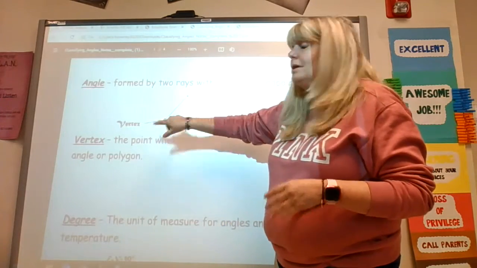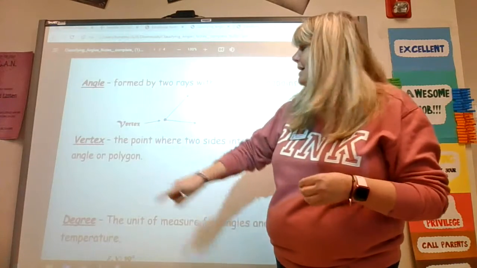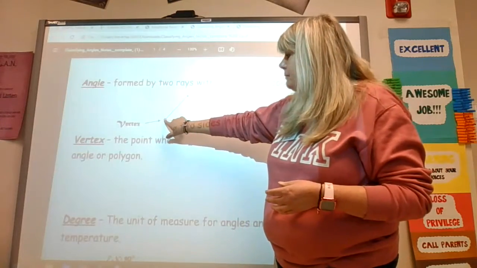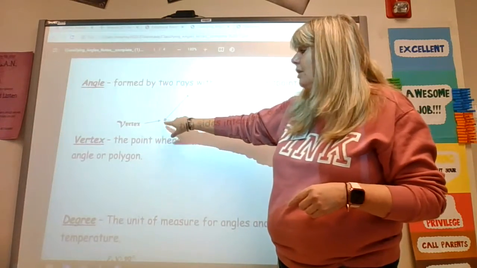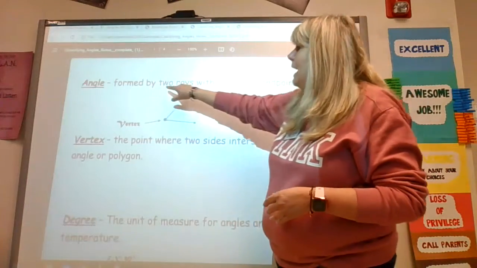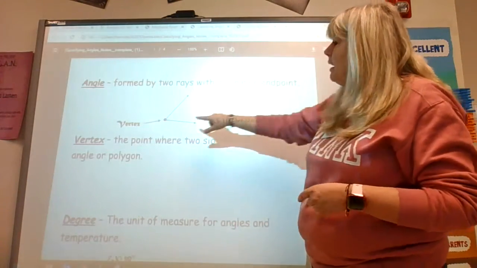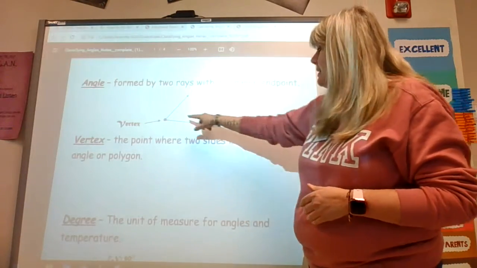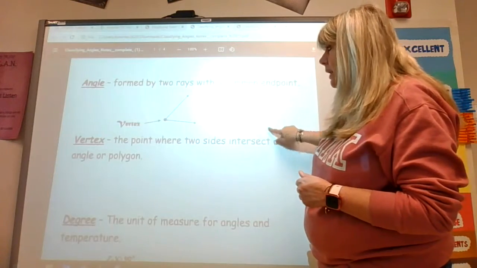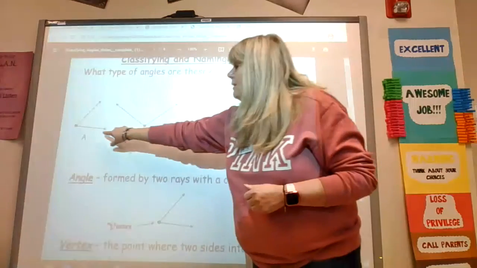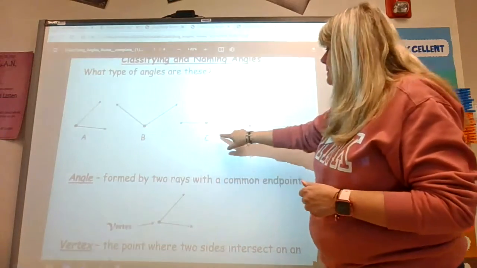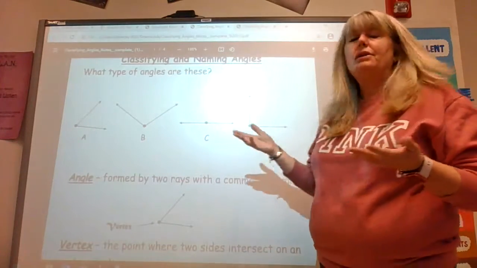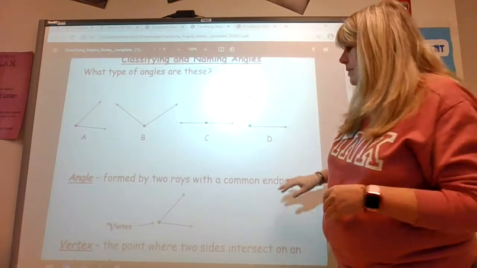Okay, a ray starts at an endpoint or a vertex and it goes in one direction, and you'll see the little arrow on it. So where the two rays meet is called the vertex or the endpoint. But an angle is formed by two rays with a common endpoint. And the vertex is the point where the two sides intersect on an angle or a polygon. So these are angles A, B, C, and D. And we're going to talk about three different types, but there is one that we're going to throw in there for you.